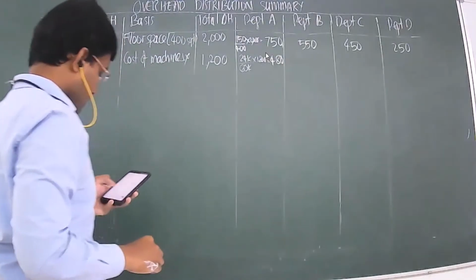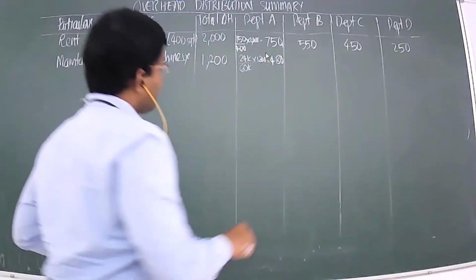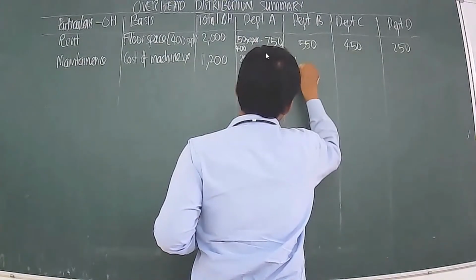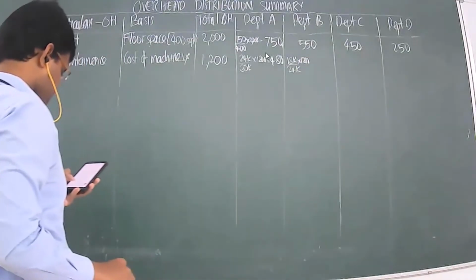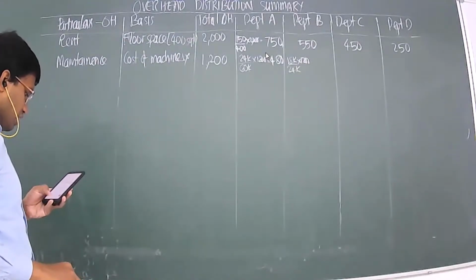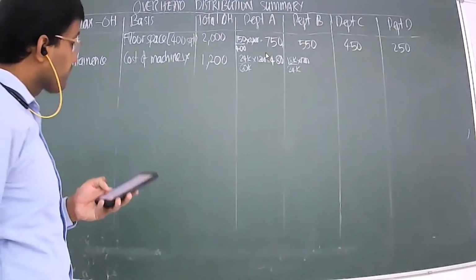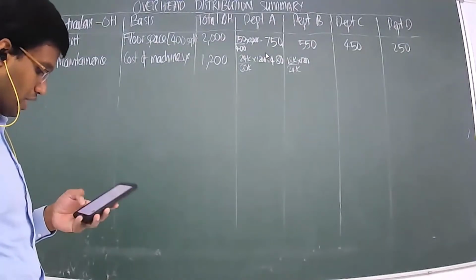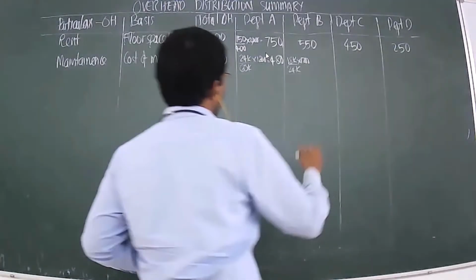For the next one, how do we calculate? Here we will calculate by 18,000 divided by 24,000 into 12,000. I hope this part is clear to all of you, the basis for us to go about calculating. If you have any doubts, please do not hesitate to ask. Please stop me. I will be more than happy to clarify.